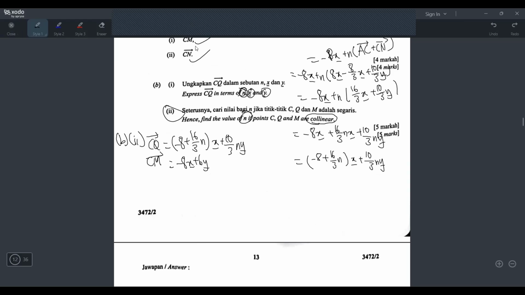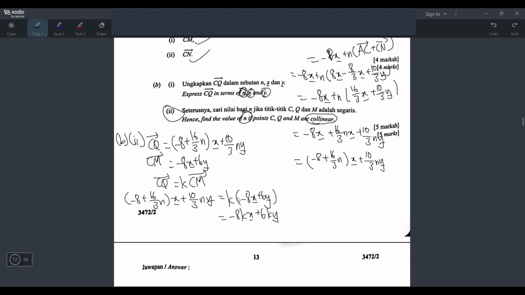Okay, so what I will do now is I'll write CQ vector equals k times CM vector. The k is the ratio. Okay, all right. So what is the CQ vector? Negative 8 plus 16 over 3n, close bracket, x plus 10 over 3n y equals k bracket CM, which is negative 8x plus 6y. And then now this one, expand. So it becomes negative 8kx plus 6ky.